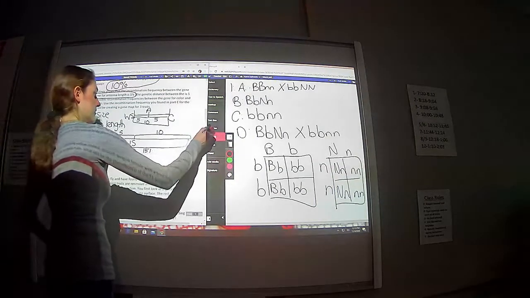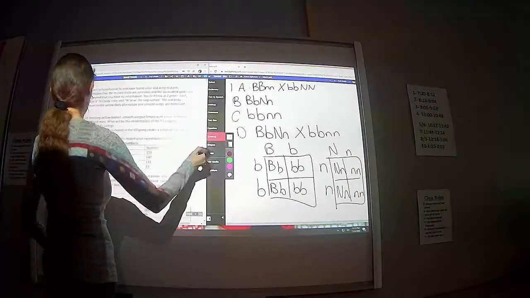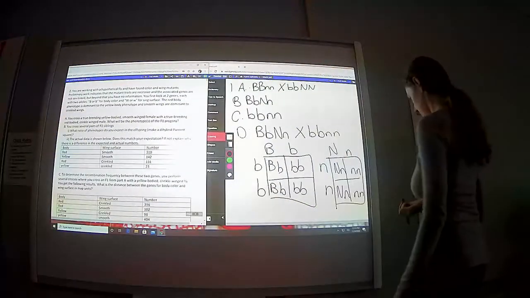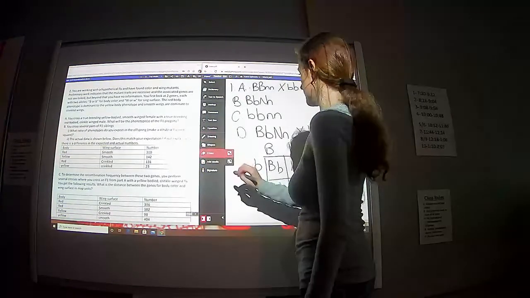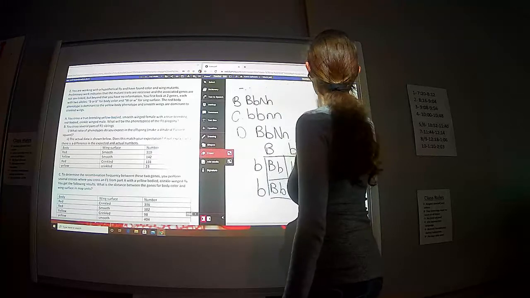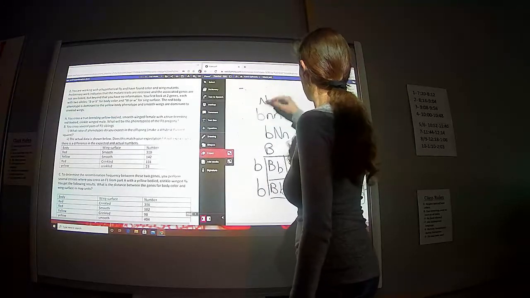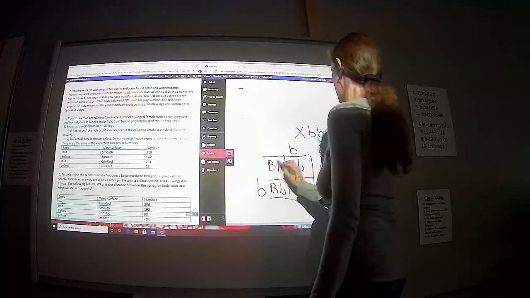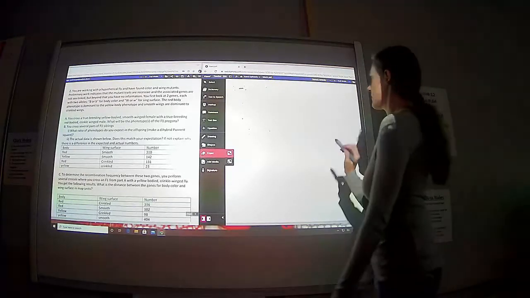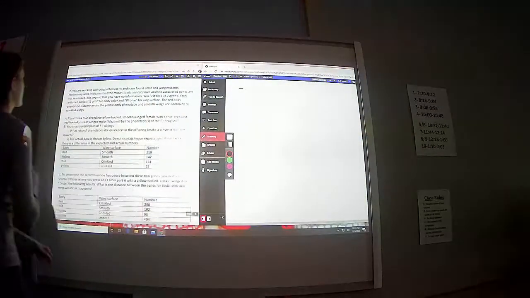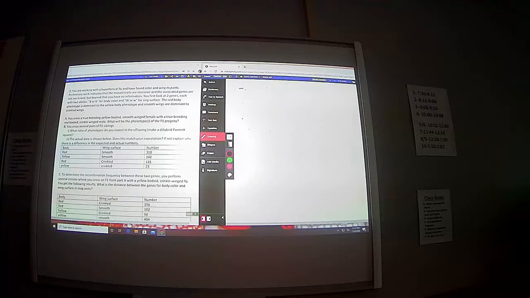Question number 2. Figure out a new way to erase this. You are working with a hypothetical fly and have found color and wing mutants. Preliminary work indicates that the mutant traits are recessive and the associated genes are not sex-linked. But beyond that, you have no information.